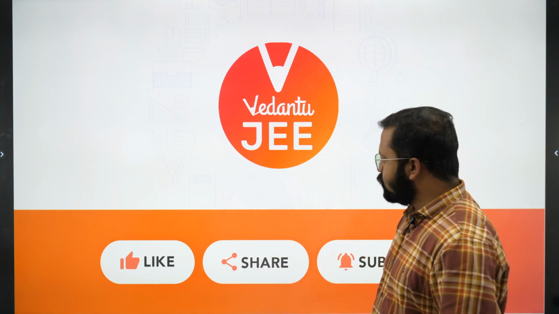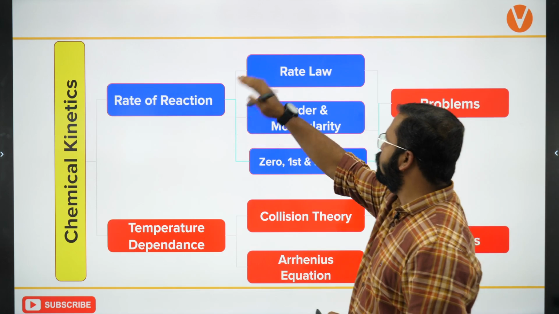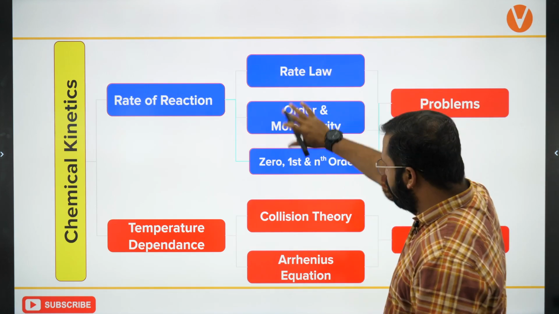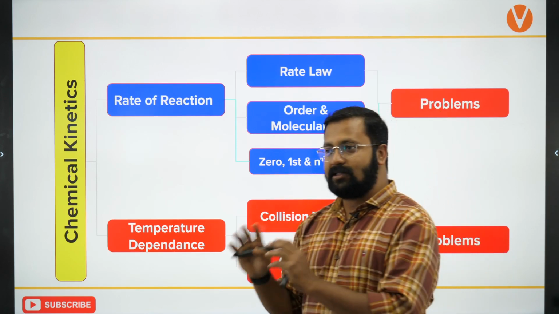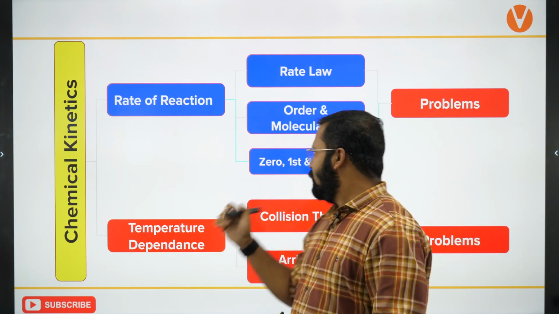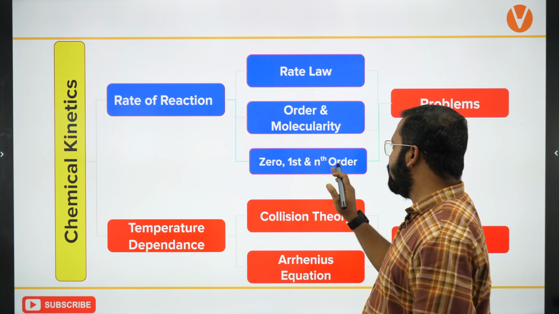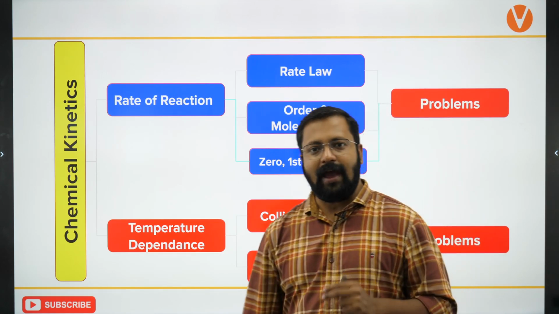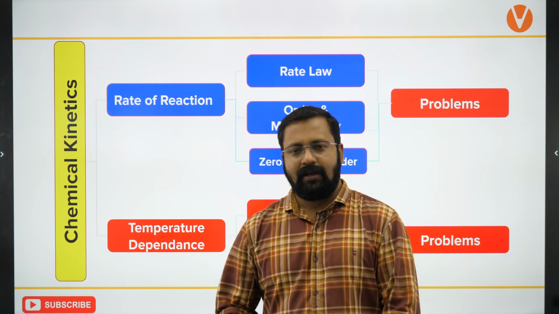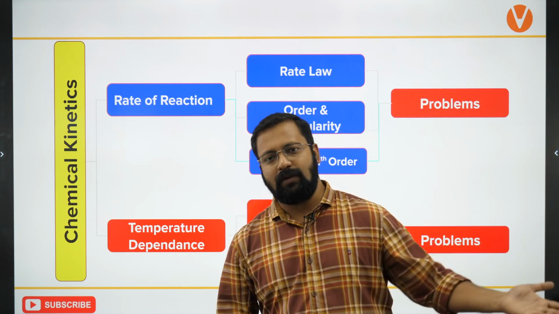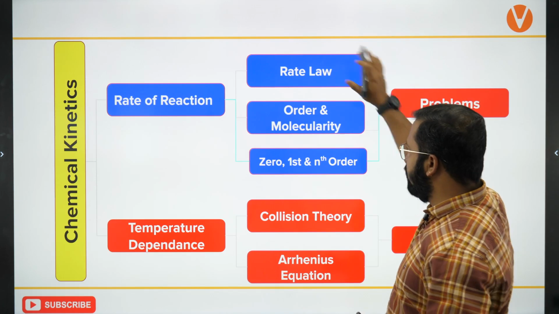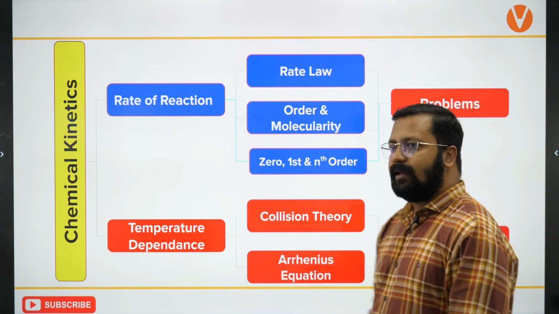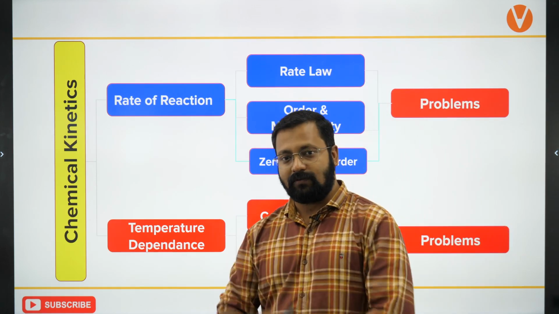And this is what we have done until now. Rate of reaction, rate law, order and molecularity have been done. Zero order, first order, nth order, we will finish today. Zero order and first order are already done. Today we will finish nth order reactions and we will take some examples. In the next class we will take problems, based on all of these combined. It will be a lovely session. Please do join us for that as well.